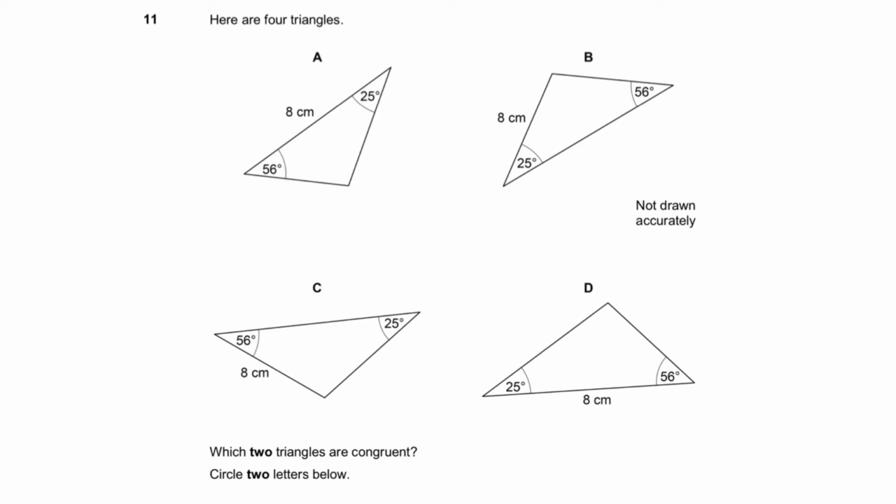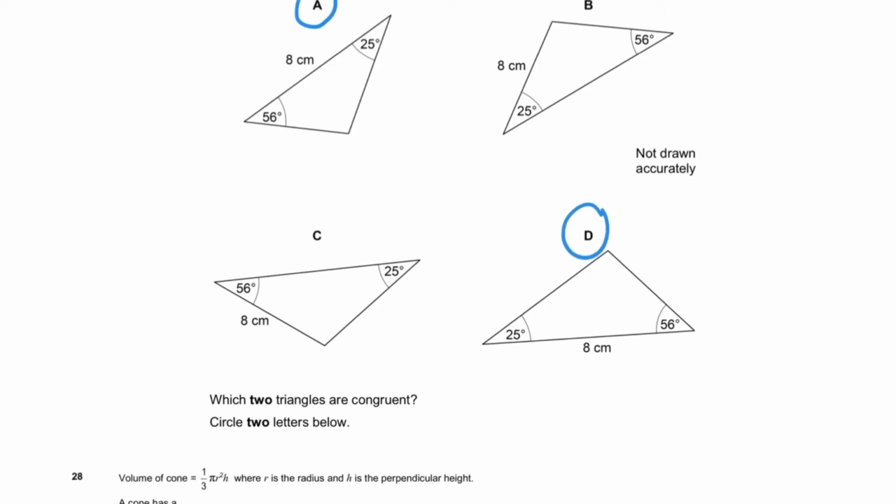On triangle A, it's the hypotenuse. On triangle B, it's not the hypotenuse. Triangle C, it's not the hypotenuse either, but it is on triangle D. So our 2 triangles that are congruent are triangle A and triangle D.